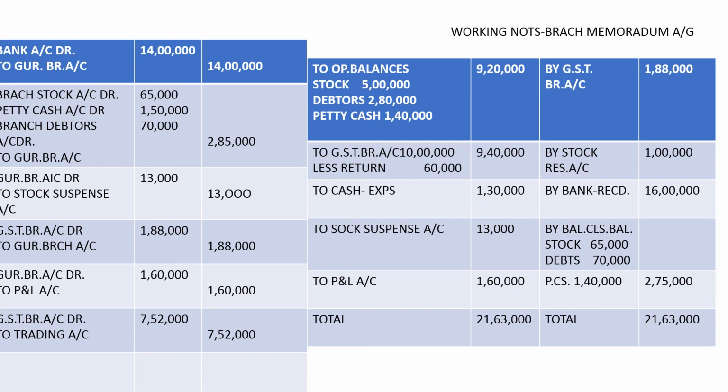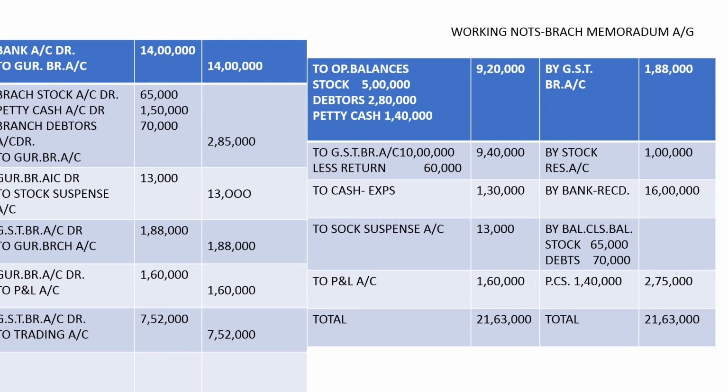Now in this question we will show some working notes. First working note, we are making branch memorandum account in order to find out profit or losses. On the debit side we are showing opening balances. In opening balances we have stock 5 lakh, debtors 2,80,000, petty cash 1,40,000. Total is coming to 9,20,000. Now to goods sent to branch account 10 lakh less return 60,000, in amount column 9,40,000. To cash expenses 1,30,000.